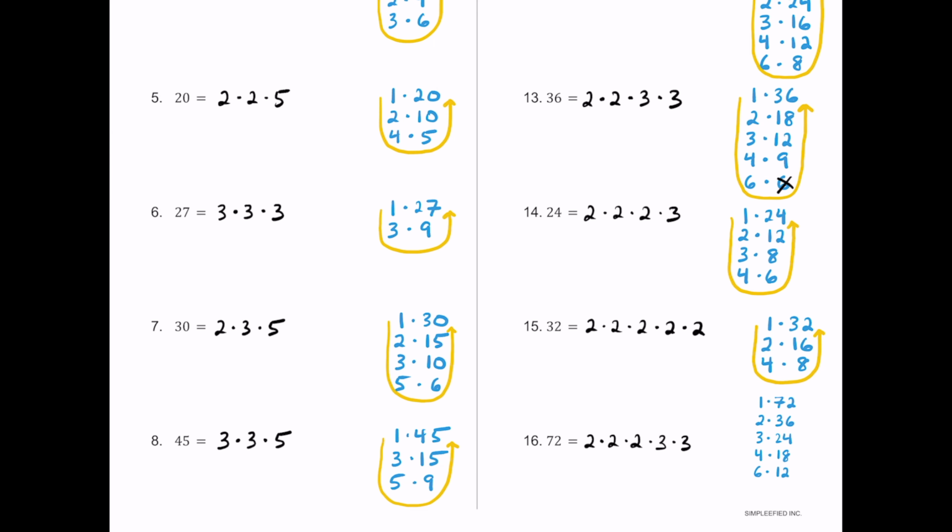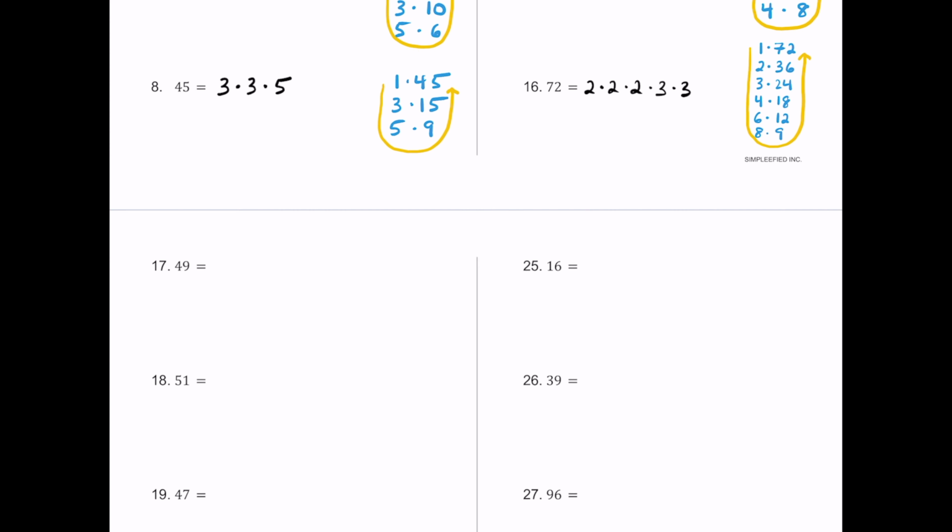There's no 7, there's no visible 8, but remember 8 comes from 2, 2, and 2. So 2 times 2 is 4, 4 times 2 is 8. So 8 times this 9 from the 3 times 3. 8 times 9 is also 72. So 72 has a lot of factors. It has all of these pairs. So it looks like it has a total of 12 different factors. Alrighty, so that's the first 16 here. Let's go on to number 17.